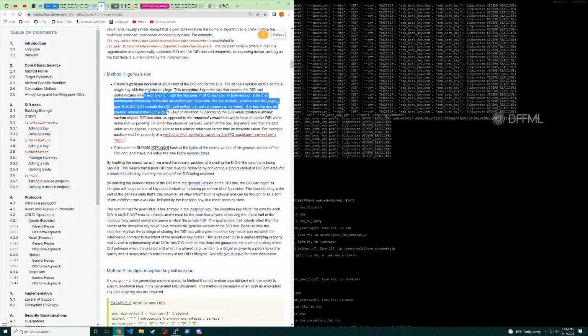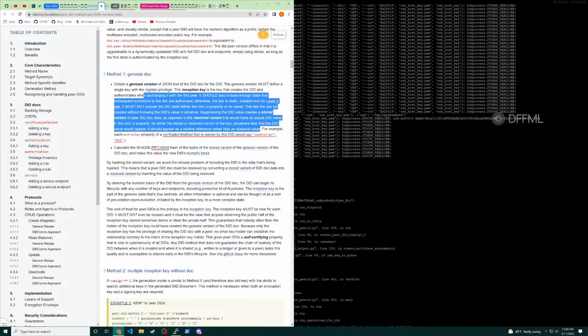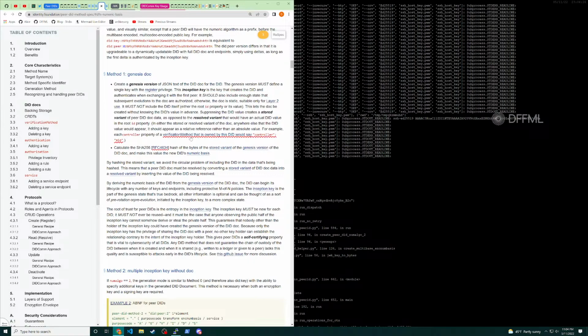This lets the doc be created without knowing the DID's value in advance. Suppressing the DID value creates a stored variant of the pure DID data doc, as opposed to a resolved variant that would have an actual DID value in the root ID property. In either stored or resolved variant of the doc, anywhere else that the DID value would appear, it should use a relative reference, not the absolute value.